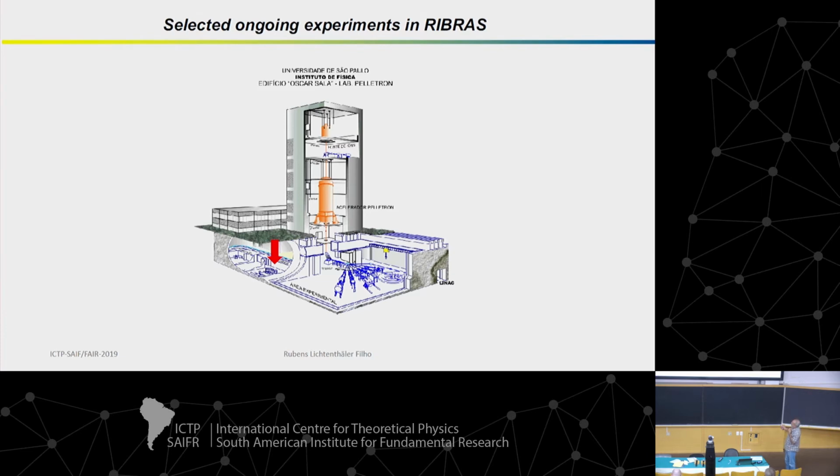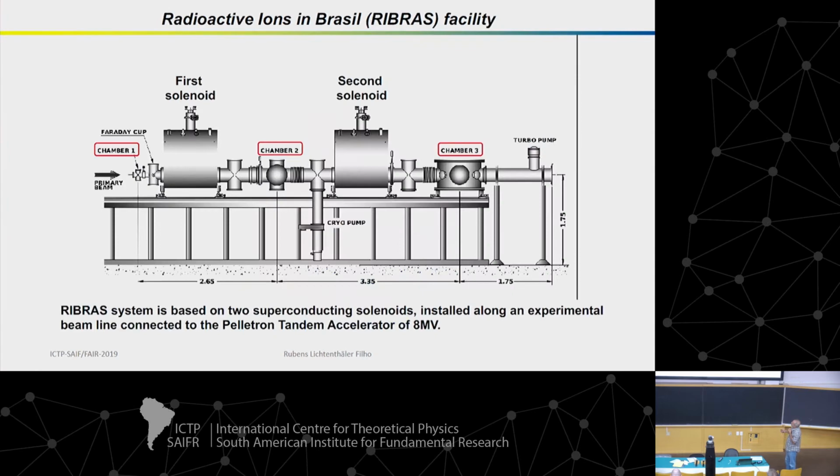So this is a scheme of our laboratory. This is a Pelletron accelerator of 8 megavolts. It's a vertical machine, and then here you have 6 beam lines. In one of these beam lines, RIBRAS is installed. RIBRAS consists of 2 superconducting solenoids, this is one, and this is the other one. In the beam line we have 3 scattering chambers: the primary scattering chamber, a midway scattering chamber in between the 2 solenoids, and a secondary scattering chamber after the second solenoid.